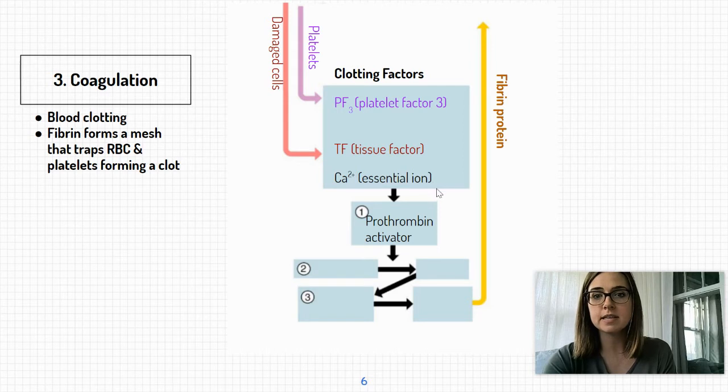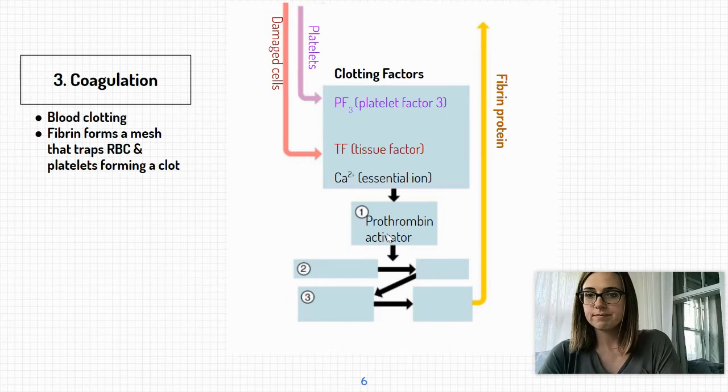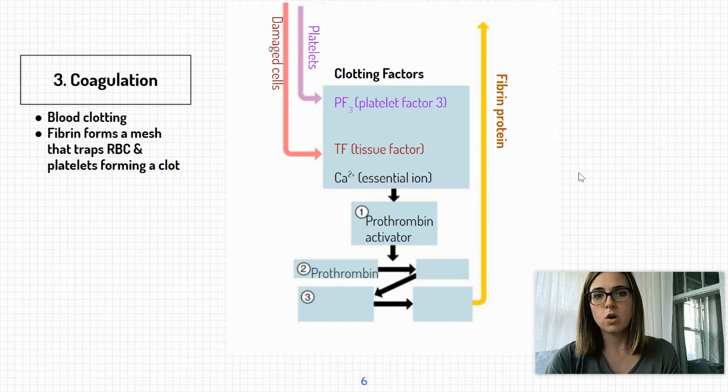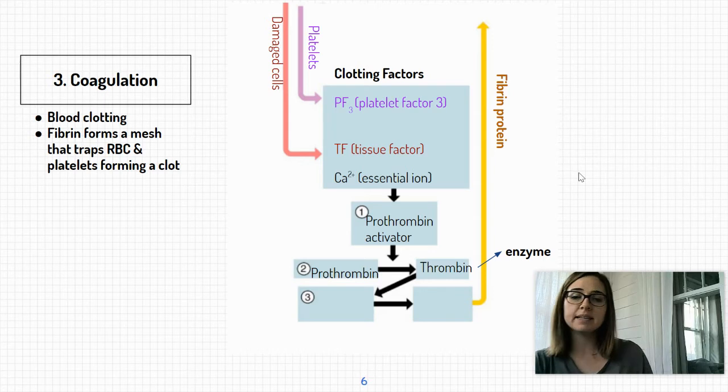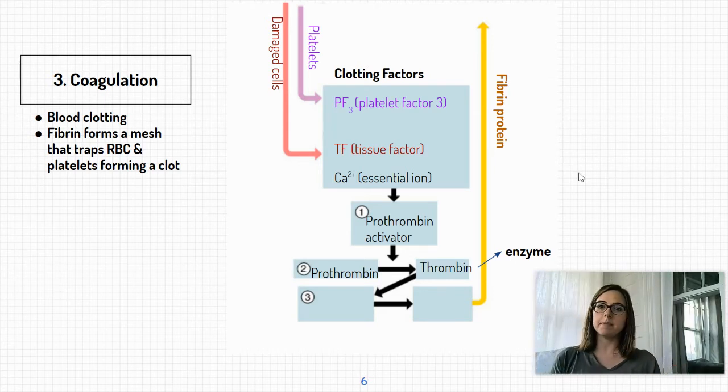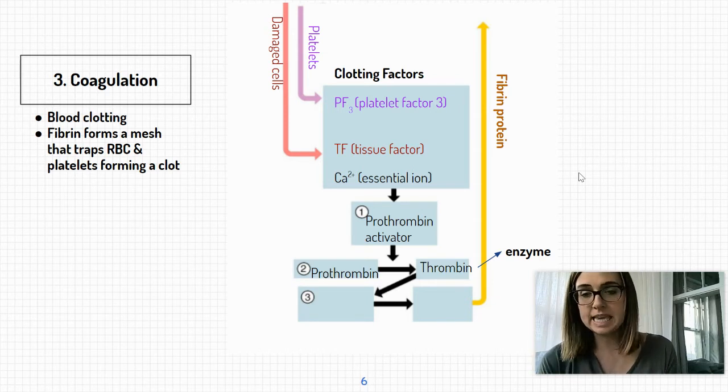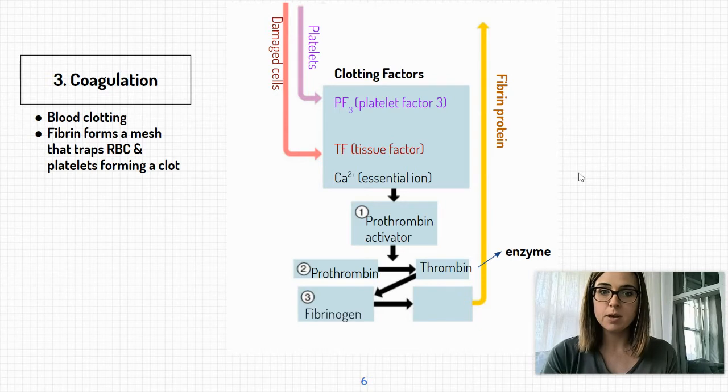But all of these things start the ball rolling with these different chemicals in our body. So we have this one chemical called the prothrombin activator. And just like the name suggests, it activates prothrombin. And so prothrombin is a chemical that then stimulates thrombin. Pro comes before thrombin. Thrombin is an enzyme, and enzymes speed up chemical reactions. And so it's a key in this next step.